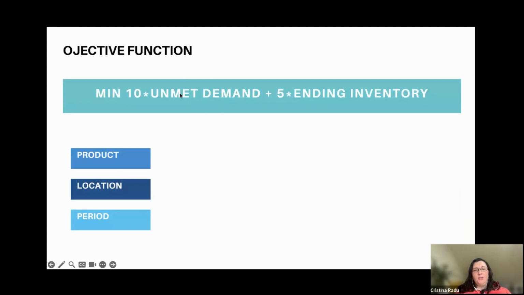So if my objective function is about minimizing unmet demand and, for example, ending inventory, then the skill is that you need to fine-tune those penalties. So how much penalty should I pay for not meeting the demand? In this case, I put 10, and for ending inventory, in this case, I put 5.